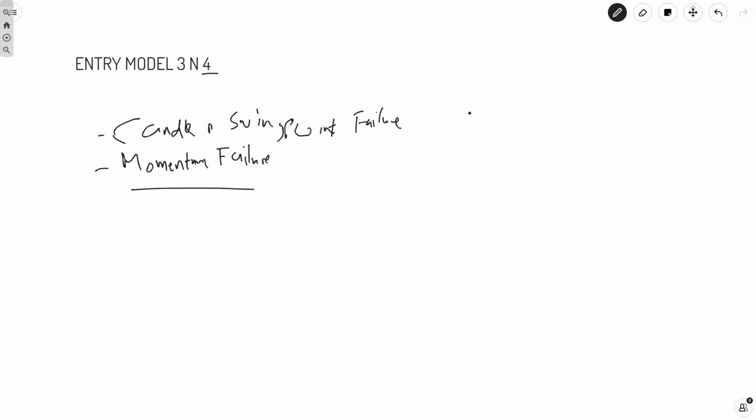The candle failure. So what does the candle failure look like? What we need to see is that price fails to close above a previous candle. In some other studies, they call it the candle range theory. So it's either candle range theory or candle failure. Both are the same. Price fails to close above or below a certain candle.